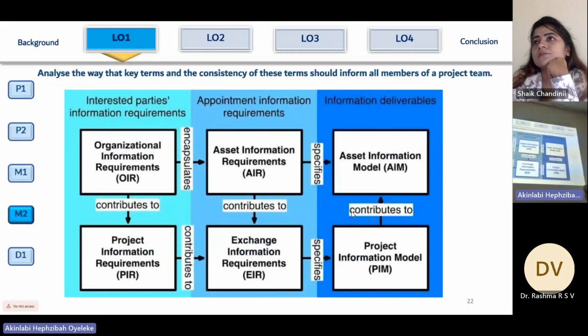Assets information requirements talks about the details that relate to the built assets. The exchange information requirements talks about at the point that you're passing information to the next person, what kind of information does the person require? When does the person require it? In what format does the person require it?